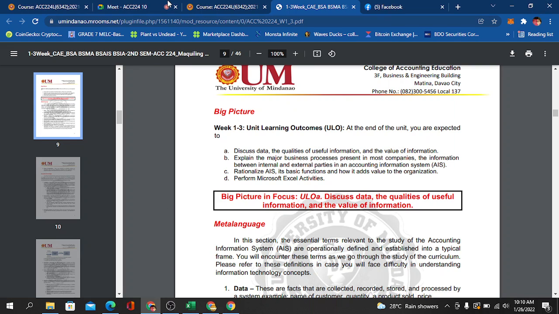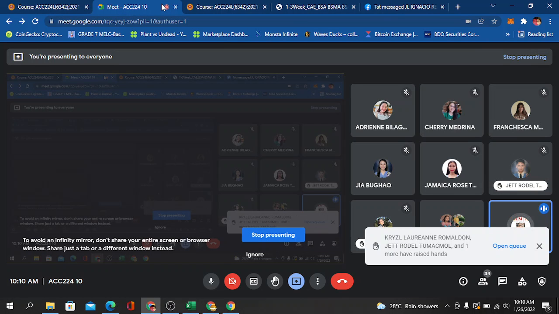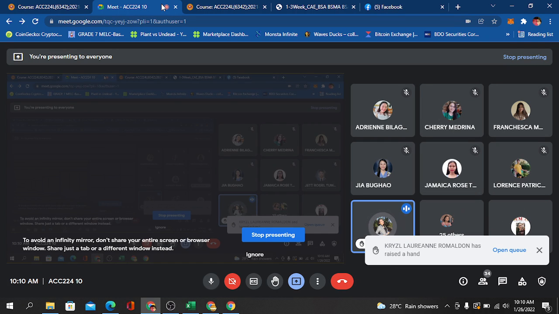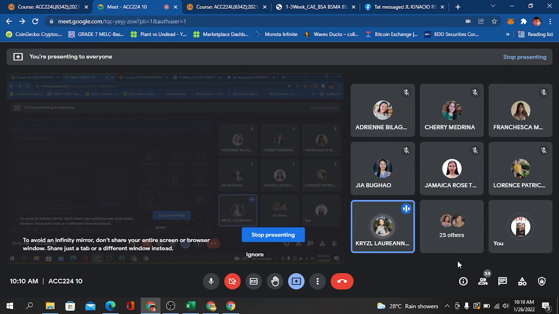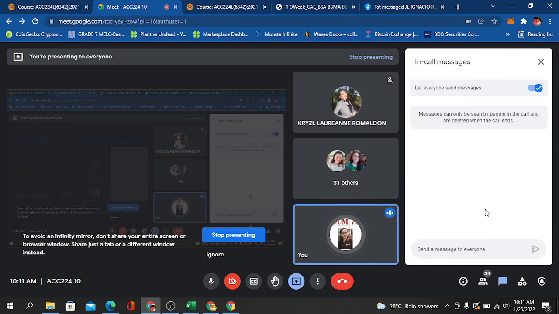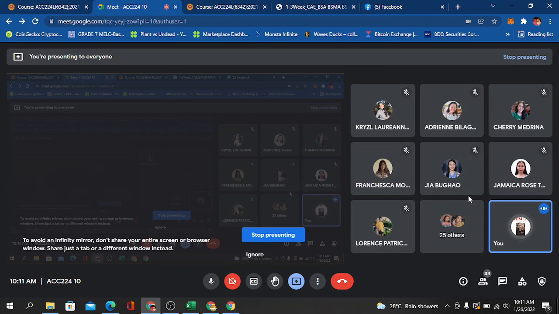Teka, may nag-raise hand. Yes, Romaldon. Good morning, ma'am. In my own opinion po, data is a collection of raw, unorganized facts, unlike information, which is organized, processed and structured data that can help us in making decisions. Yeah, correct. No? So, data are raw facts or dili pa siya organized, while information, they are processed data or organized data.